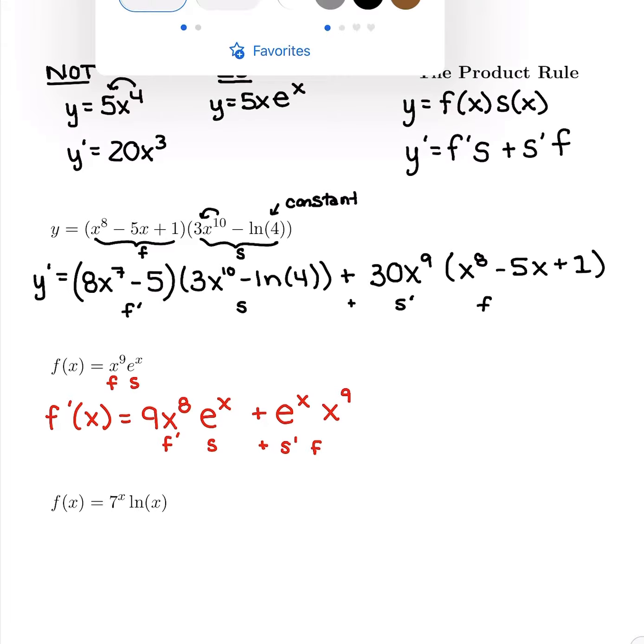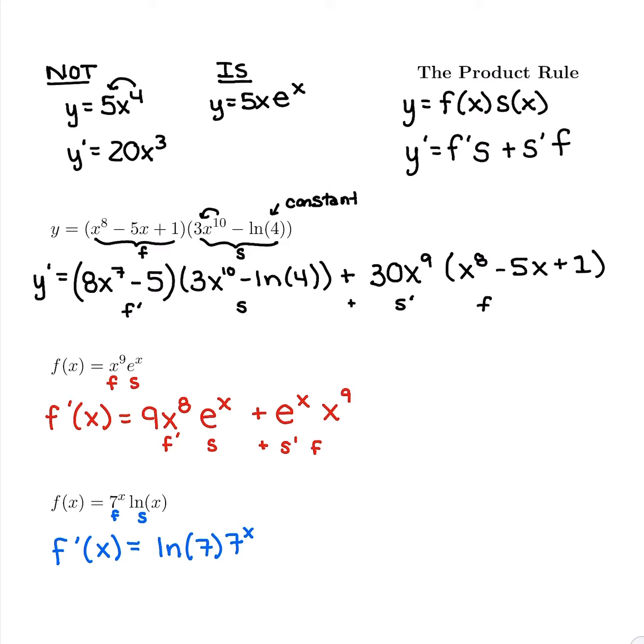Last one here has x's times x's. We have 7 to the x times ln of x. So we know it is a product rule. I'm going to call the first factor 7 to the x and our second factor ln of x. Derivative of our first factor 7 to the x is ln of 7 times 7 to the x. Derivative of the first, original second is ln of x, plus the derivative of the second factor is 1 over x, times the original first, 7 to the x.